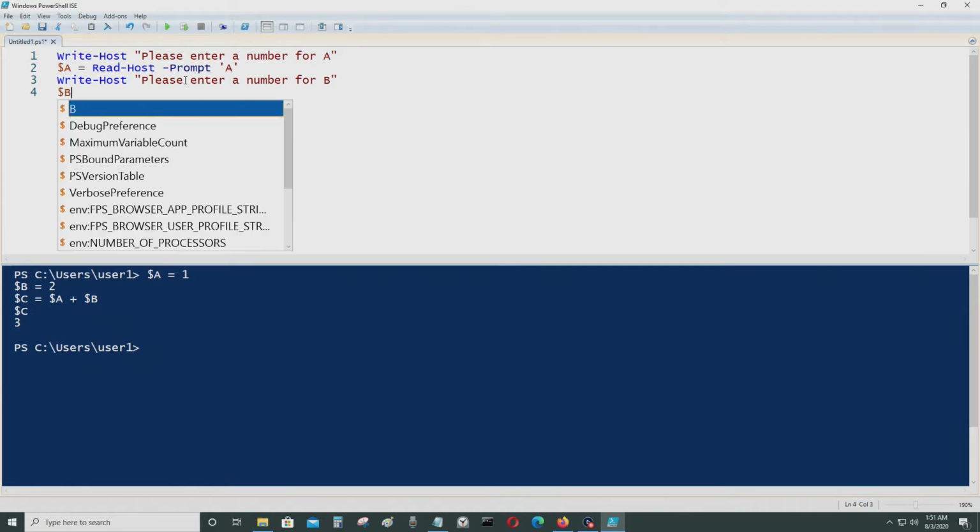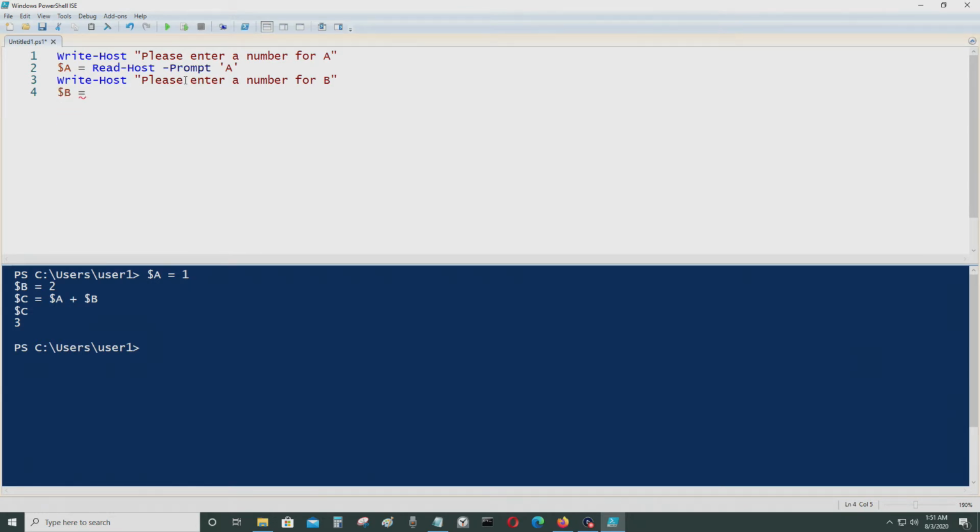And I'm going to put B is equal to, let's declare it float, because this is not a character, it's a number. Float is a number with a decimal point. I don't think it's float, I think it's called single. I'm sorry, single is float. So read host, prompt for B.